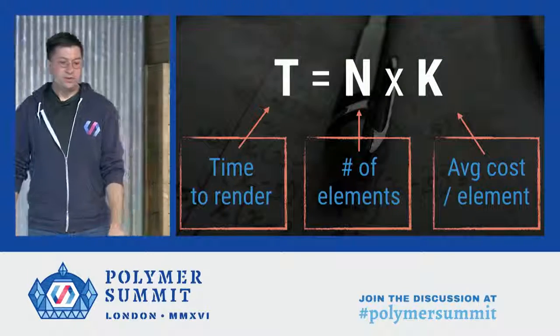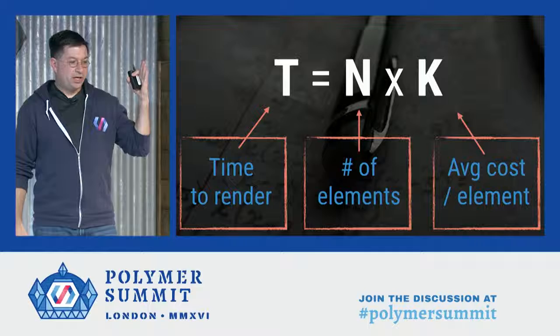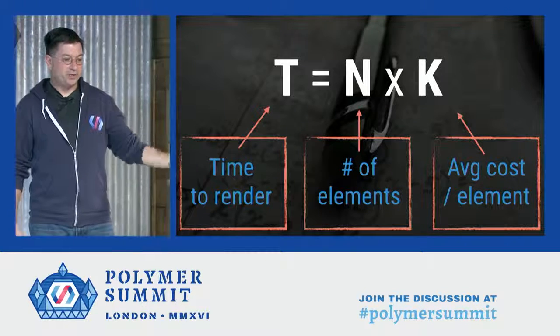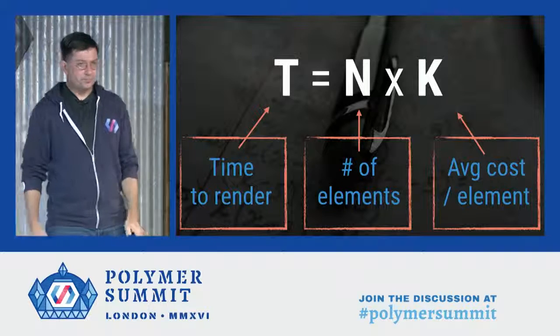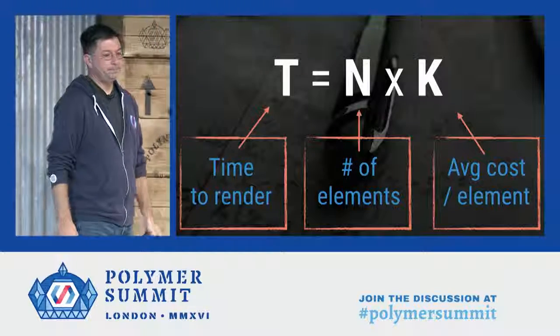OK, so now let's go back to our equation here. We have time to render, number of elements. We've talked about techniques to reduce that. Now let's look at this cost, the cost of these elements. So we'll look at some techniques to help us there.